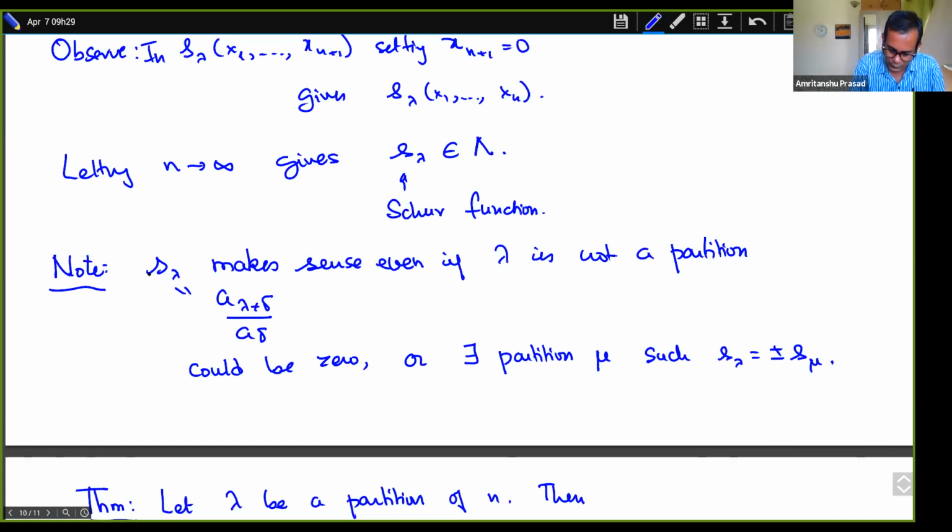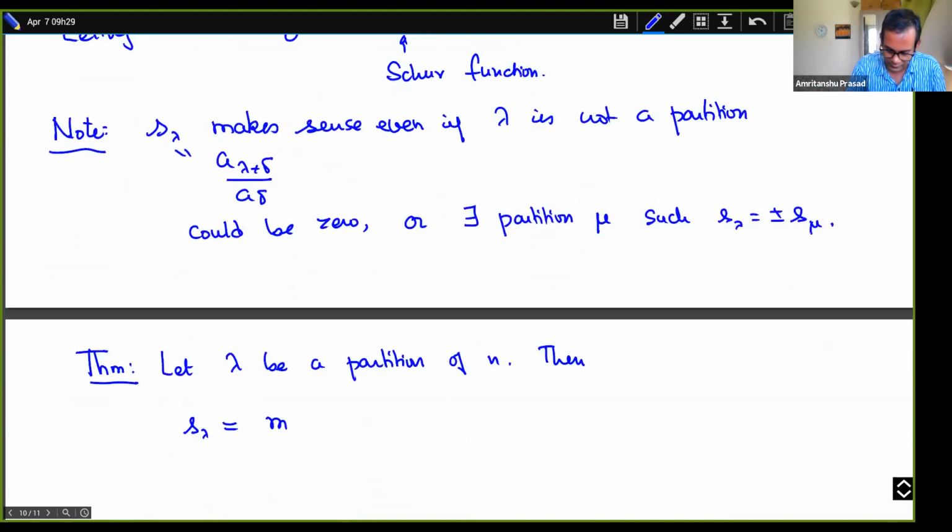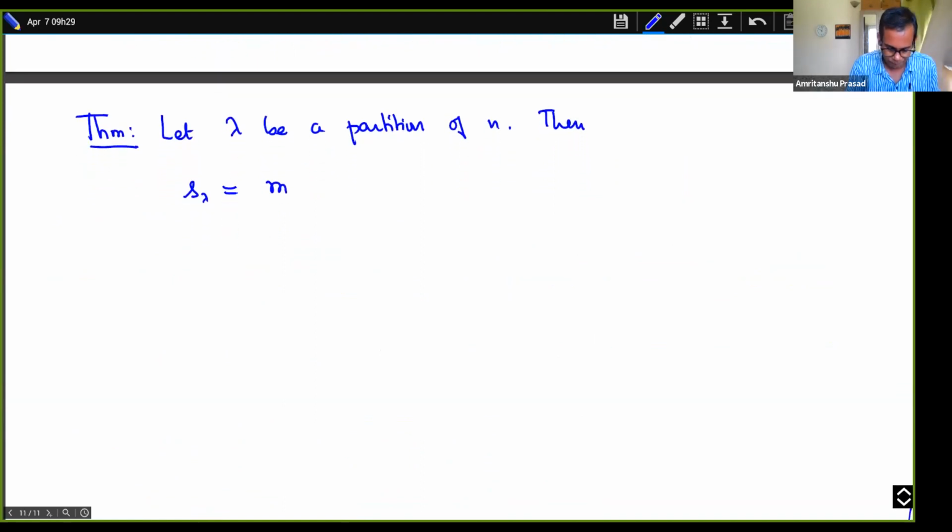Okay, so we will use this more general notion, but we call it a Schur function only when lambda is a partition, i.e., it is weakly decreasing. Okay, and here's the theorem: s lambda is m lambda plus the sum over mu strictly less than lambda, in the dominance order, of K lambda mu m mu.